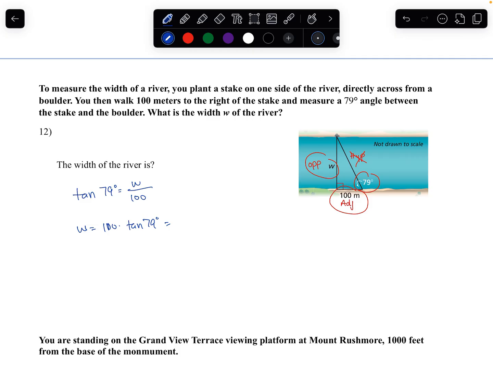So 100 tangent of 79 degrees is equal to 514.46 meters. So that's the width of the river.